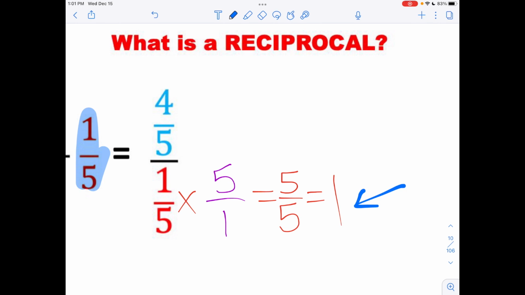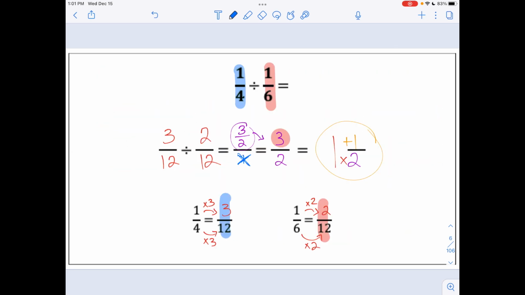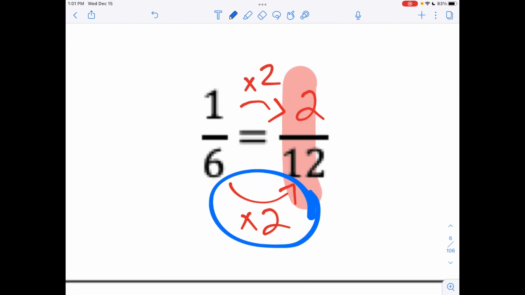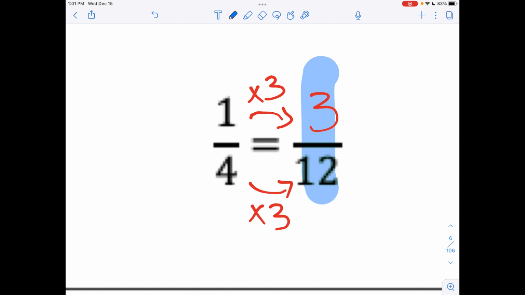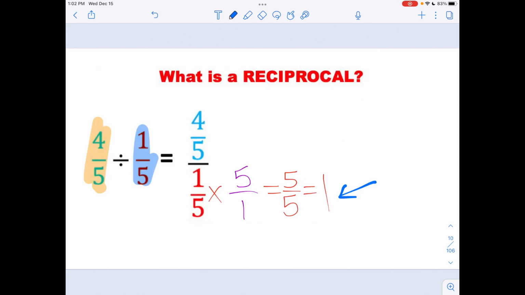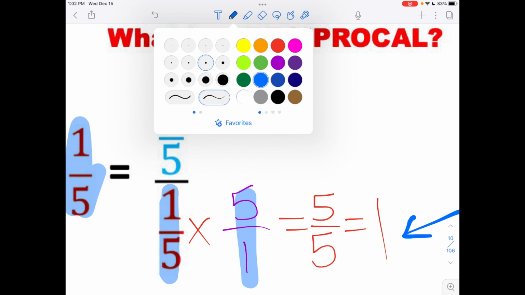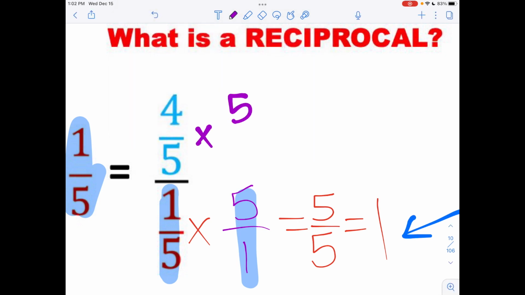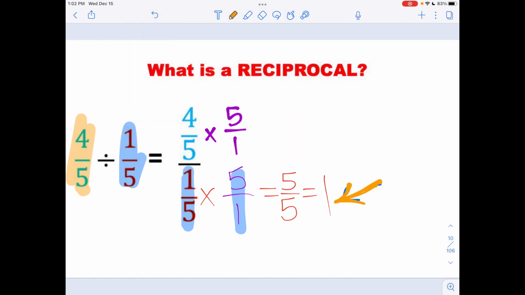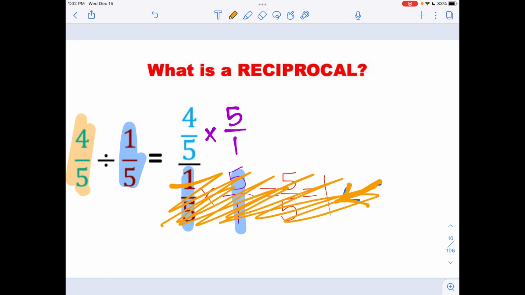However, I need to think back to the homework, this problem here, and I can see that here's 1/6. To make it be 2/12, I multiplied by 2 on the bottom and the top. For this fraction, to change it, I multiplied by 3 on the bottom and the top. That connects to the problem that I just did for you, or we started, because 1/5 is on the bottom. I multiplied it by 5 wholes. Then I have to multiply the top fraction, 4/5, also by 5 wholes. At this point, I can cross out everything on the bottom because it equals 1. And anything divided by 1 is itself.